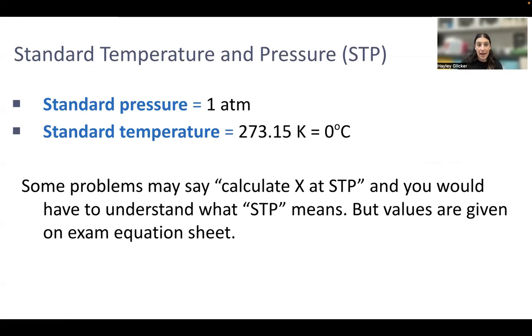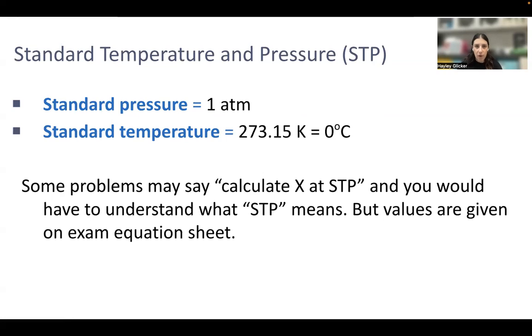Oftentimes when we're talking about gases, we can refer to a set of conditions called standard temperature and pressure, or STP. Standard pressure tells us that our pressure is 1 atmosphere, and standard temperature tells me that my temperature is 0 degrees Celsius, or 273.15 Kelvin.